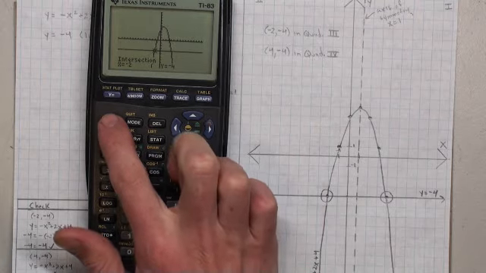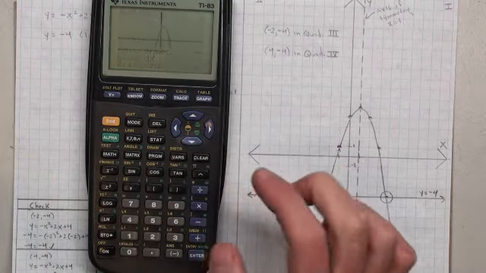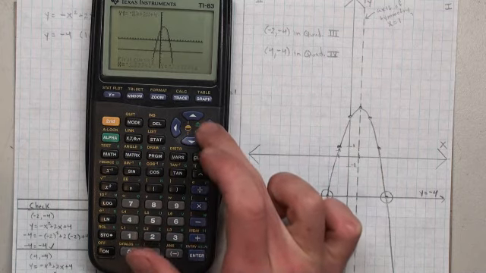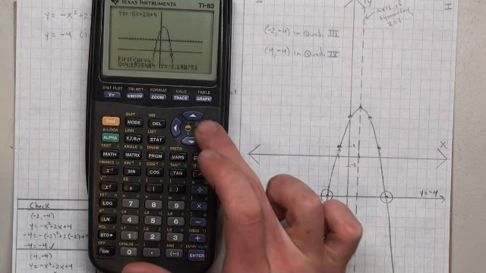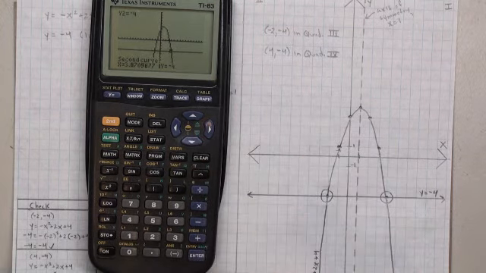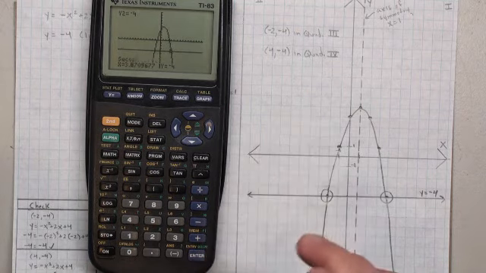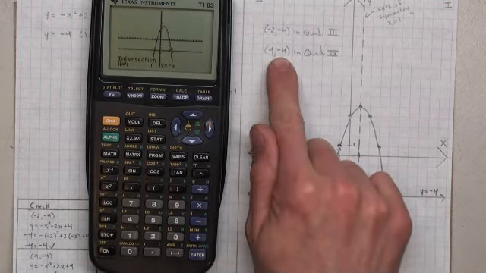Let's do it for the other point. Second trace to go to calculate. Intersect. Move your blinking thing over to the other intersection point. Right about there. Hit enter. Now it's right near it again, so hit enter again. And now it says, do you want me to make a guess? So you say, yeah, hit enter again. 4, negative 4. That's what I got.